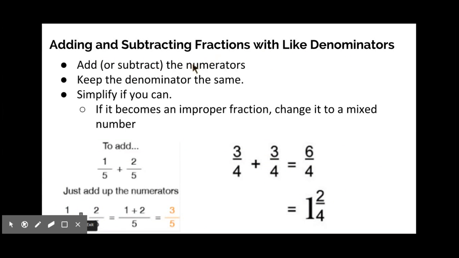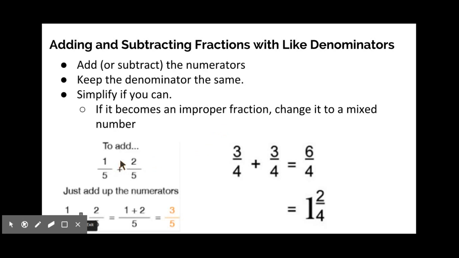To add or subtract fractions with a common denominator, all you have to do is add or subtract the numerators, keep the denominator the same, and then simplify the fraction if you can. If you find that when you're adding fractions, your answer is an improper fraction, change it to a mixed number.